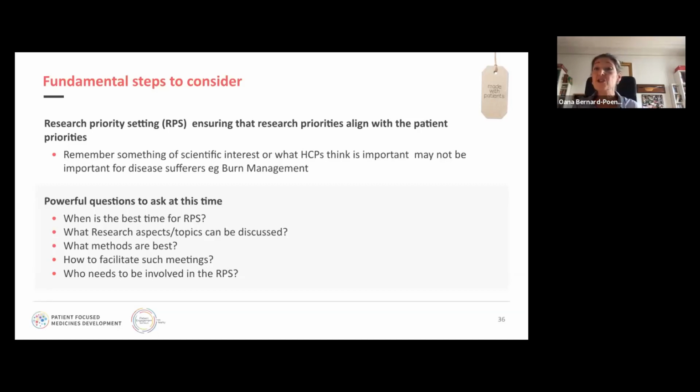What methods are best is another powerful question. How to facilitate such meetings? Who needs to be involved in the RPS? And all these elements are detailed in this how-to module we have built together. Let's go to the next slide, please.